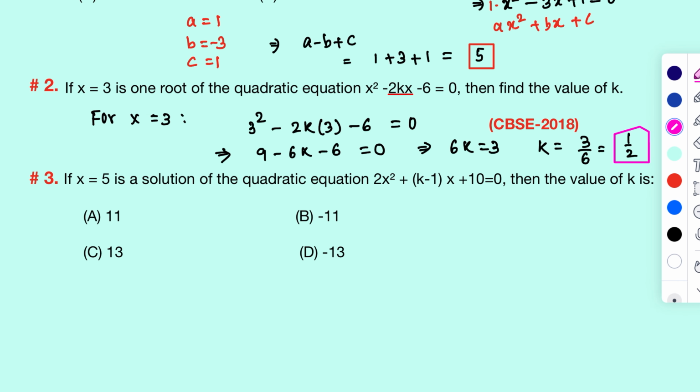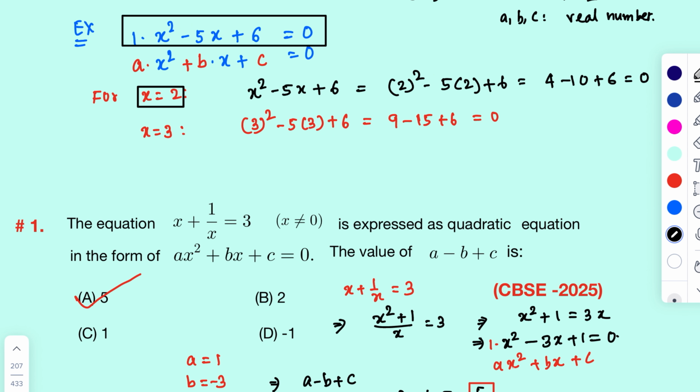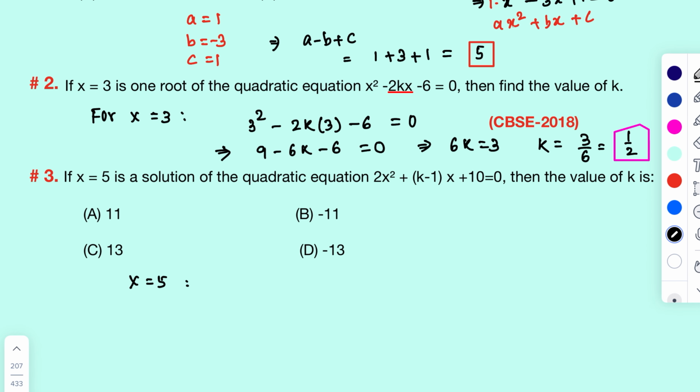Now for the third question, if x is equal to 5 is a solution of this quadratic equation, that means for x is equal to 5, if we put the value of 5 here, it will satisfy the equation. Here we have discussed the same thing. If x is equal to 2 is a root, or x is equal to 3 is a root, then we have to put the value of x in the equation. These are the roots. If we put these values in the equation, then it will satisfy.